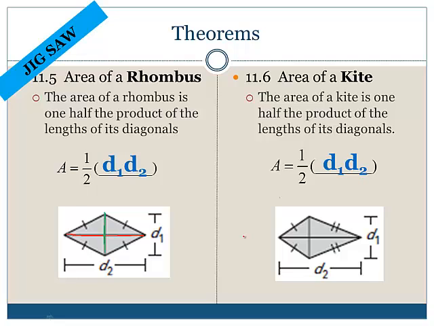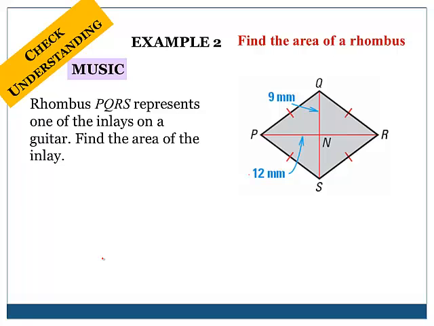11.6 is the area of a kite. The area of a kite is 1/2 the product of the lengths of its diagonals. We can see here that A equals 1/2 d1 times d2. And it's once again important to realize that d1 is this entire distance here, and d2 is represented by the entire length here. Let's move on to our first example.